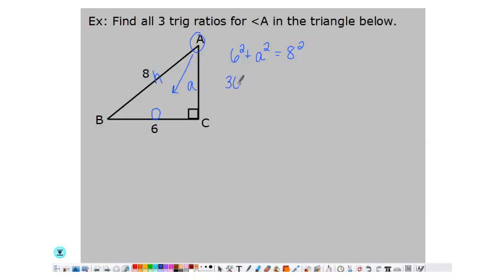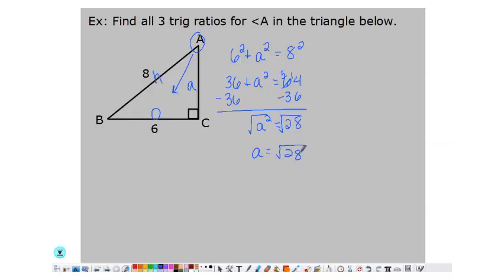So 6 squared is 36. 8 squared is 64. So we're going to subtract 36 from both sides. So 14 minus 6 is 8. 5 minus 3 is 2. So we get a squared equals 28. So to get a by itself, we have to take the square root.